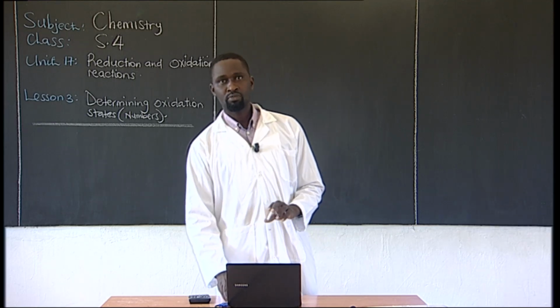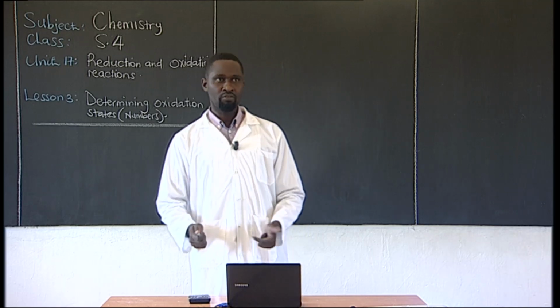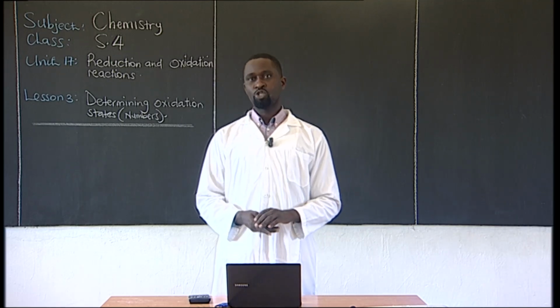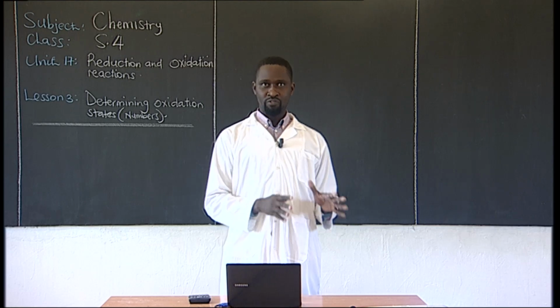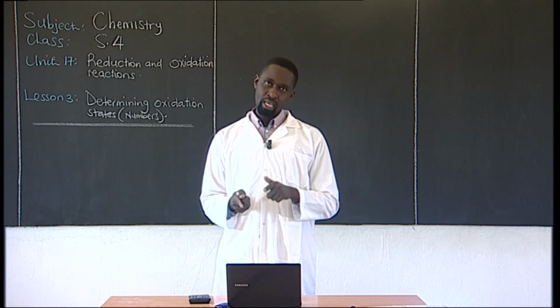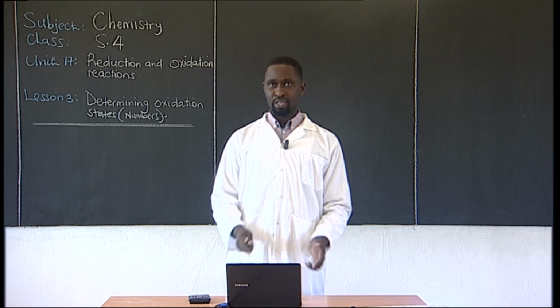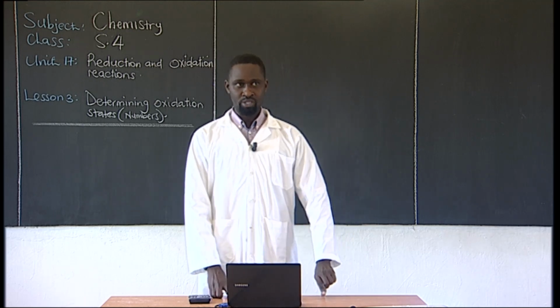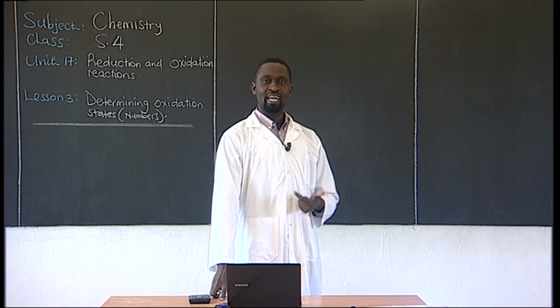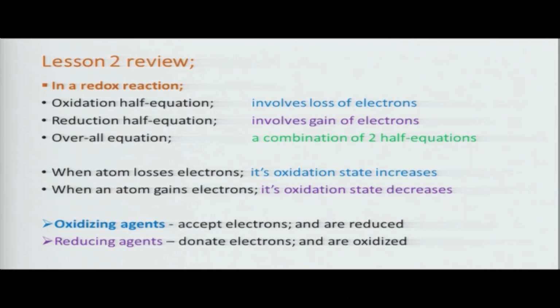So that is what we're going to look at, how to determine and assign oxidation numbers. A quick review, as I was mentioning, of lesson 2. If you missed the lesson 2 content, this is a quick review of what we looked at, but I would still implore you to go back and find that content, so you do not miss a lot. In lesson 2, we looked at the different components of a redox reaction, and what are they? A half equation and overall equation, then the different aspects of a reducing agent and oxidizing agent.